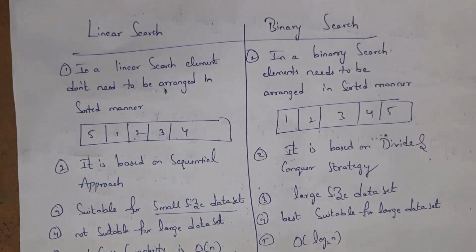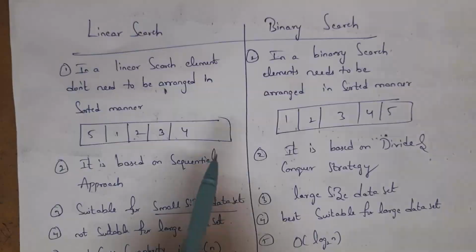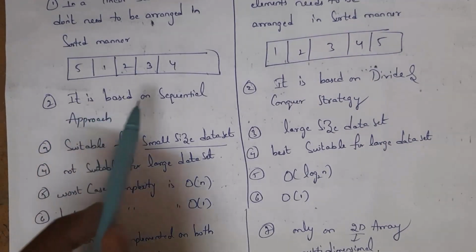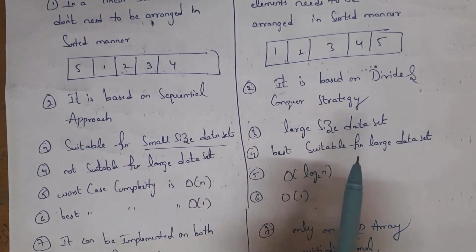Next, the difference between linear search and binary search. In linear search, there is no need of arranging elements in sorted manner. This is an example. Here I wrote 5, 1, 2, 3, 4. This is not in sorted manner. But in binary search, we need to arrange elements in sorted manner in order to search a particular element. Next, linear search is based on a sequential approach, whereas binary search is based on the divide and conquer strategy.